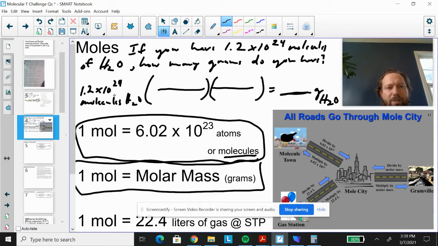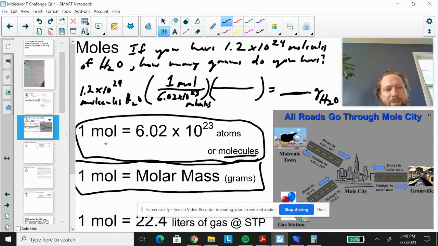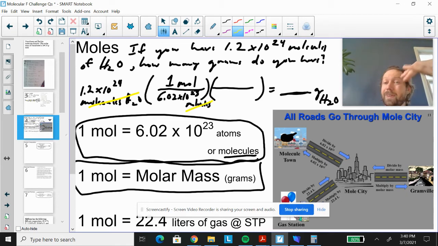You're going to divide. Why? Because molecules are being multiplied by this fraction. So it means I'm going to divide by 6.02 times 10 to the 23rd. Why? Because I want to get rid of molecules. And then I'm going to put this out of 1 mole. That's what it says here. And that's the number of atoms or molecules per mole. Now, I can cross out molecules and molecules, and I'm in moles, but I don't want to get stuck in moles. I want to keep going.